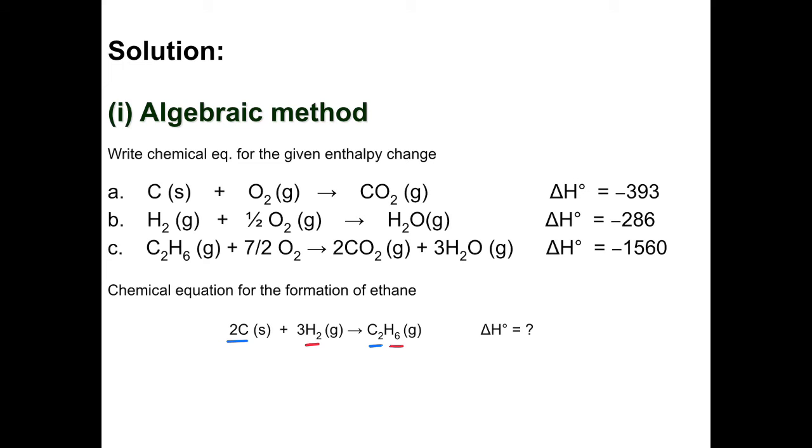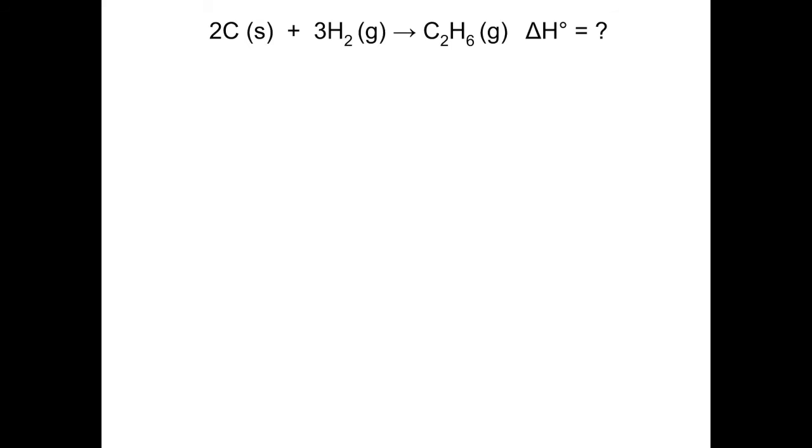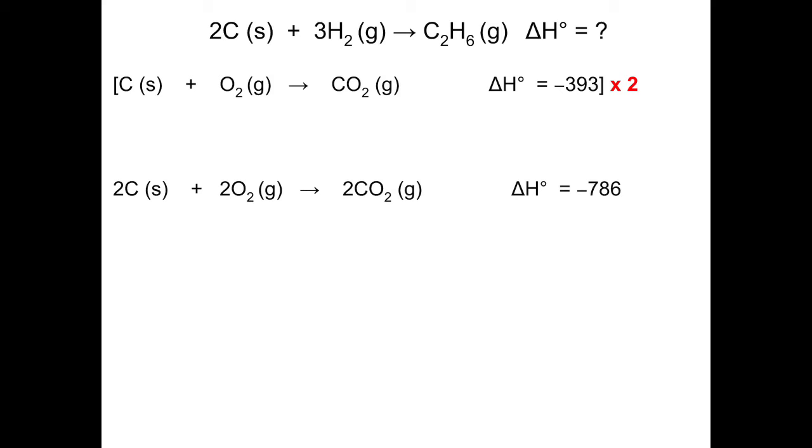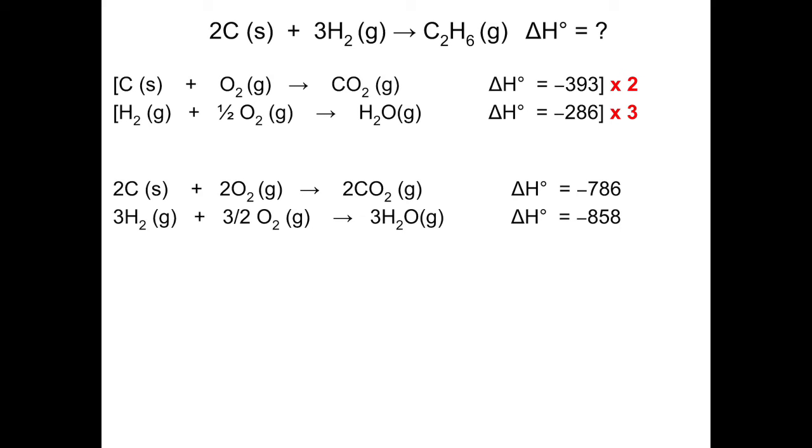Then we write the chemical equation for the formation of ethane: 2 carbon plus 3 H2 produce 1 mole of C2H6. By referring to this equation, we know that we need 2 carbon. So the equation we want to use is the first equation, and we multiply it by 2 so that we get 2 carbon. Remember that the value of delta H is also multiplied by 2. Then we need 3 hydrogen, so we use the second equation and multiply by 3. Remember to multiply the delta H by 3.